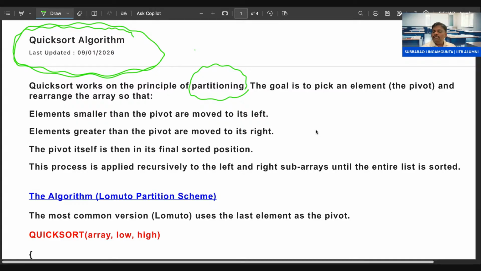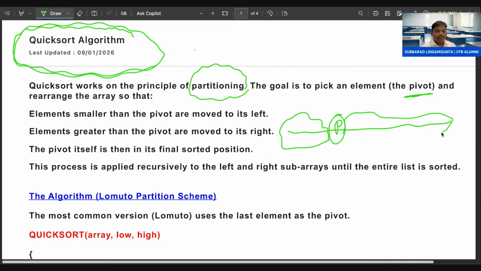The question is, how will you partition? You may say that quicksort means you partition the array, but how will you partition? Based on the pivot element. Suppose you take this as the pivot element, then after the partition algorithm is over, elements less than the pivot will go to one side, and elements more than the pivot will go to the other side.